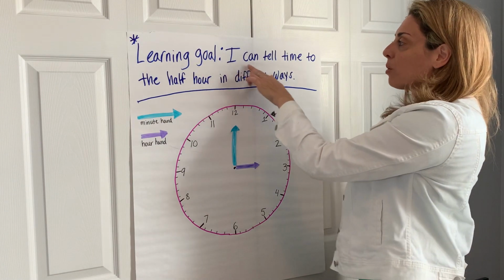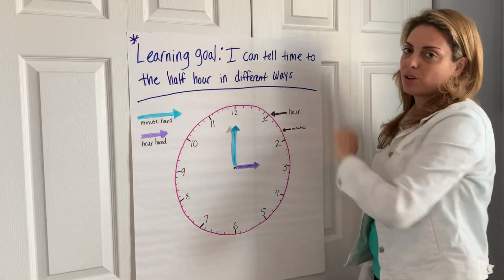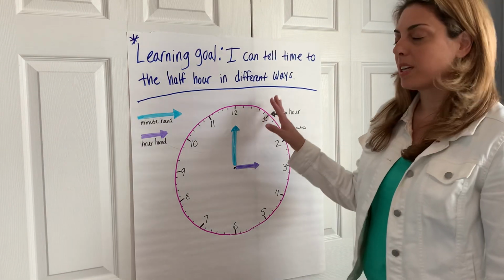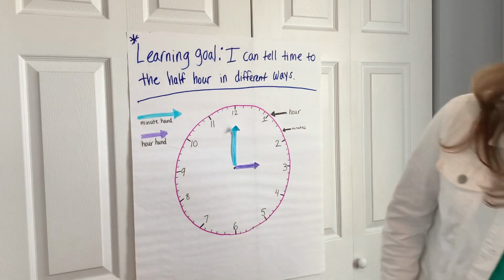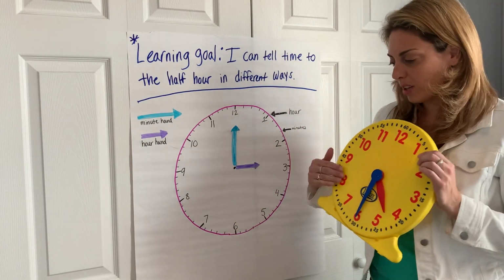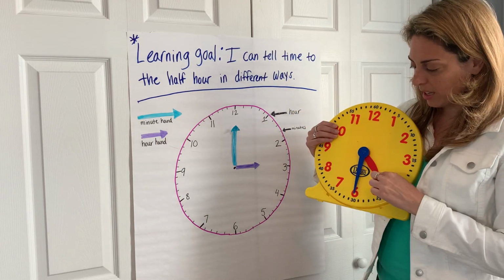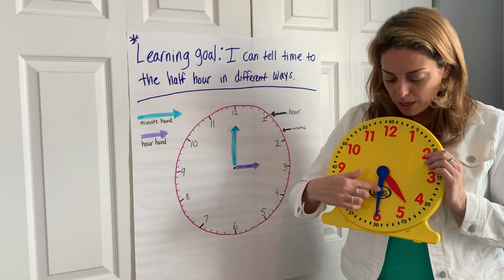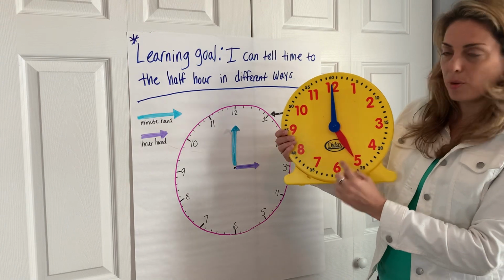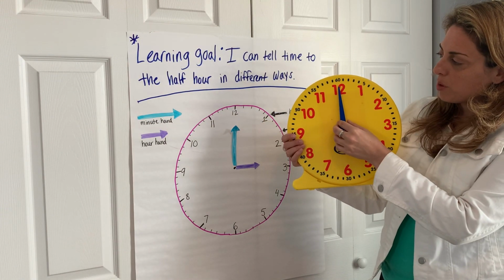But today, we're going to talk about how I can tell time to the half hour in different ways. So there's a couple different ways that we can tell what time it is when the clock changes. So I'm going to show you something. Today I have this clock as well. So I have 2 different clocks here. And the big hand is the minute hand and the little hand is the hour hand. And when the big hand moves, it starts up here. Like it is right now, it would be what time? 5 o'clock.